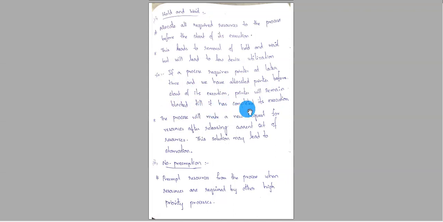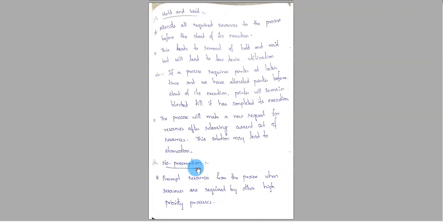Correct, right? Suppose this process requires the printer during the later half, but in this method we allocate the printer first itself. So we can't use the printer during the first half. We can't use the printer for this process or for any other process. If not for this process, the printer during the first half can be used for some other process, right? So this is nothing but low device utilization. The process will make a new request for resources after releasing the current set of resources. So this solution may lead to starvation. Starvation means no resources and waiting.